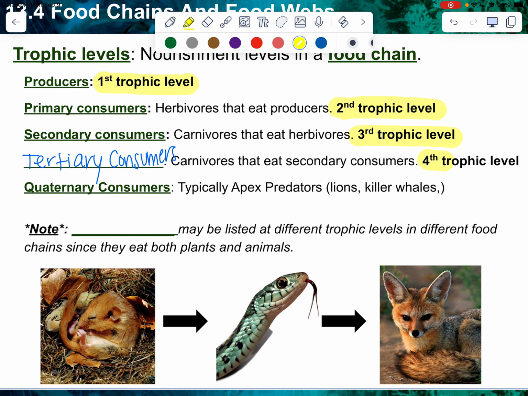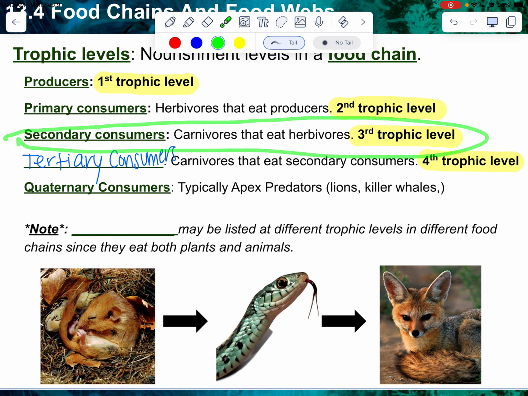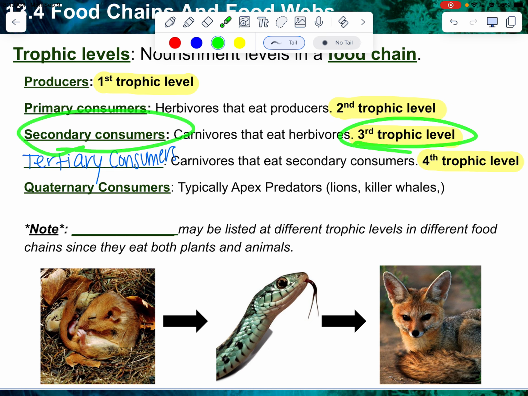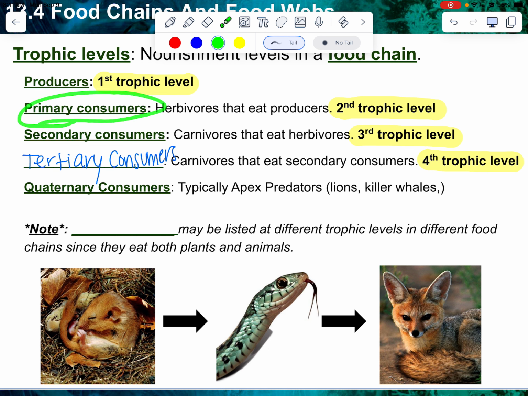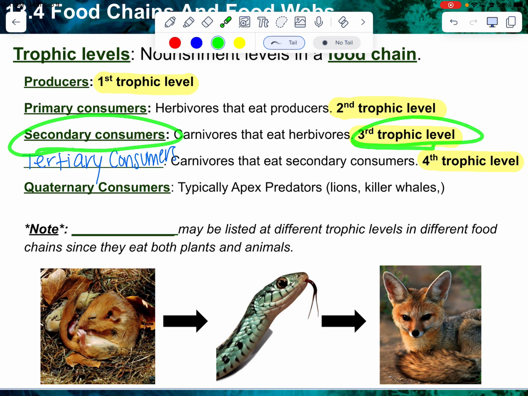Fourth trophic level. So kids sometimes get confused with this, so let me show you what I mean. Let's look at this one, for example. Do you see how it says secondary consumers, but it's the third trophic level, right? So it's off by a number because we start with the producers, and producers are not consuming anything, right? So primary consumer, second trophic level. Secondary consumer, third trophic level. Okay, so they're never going to be the same number, trophic level and consumer.